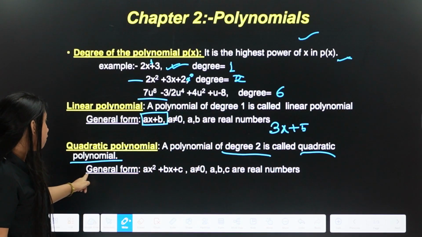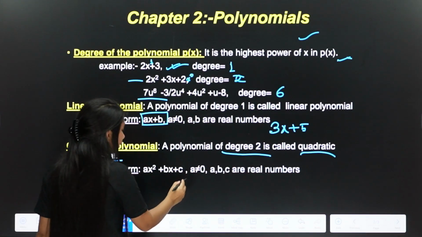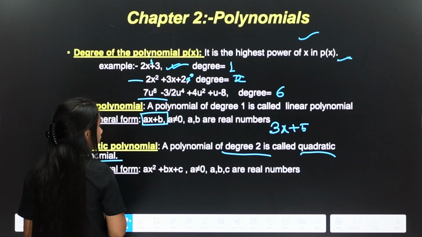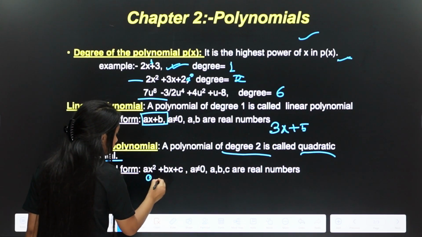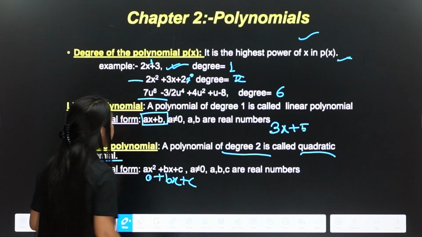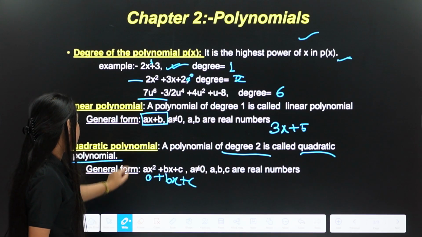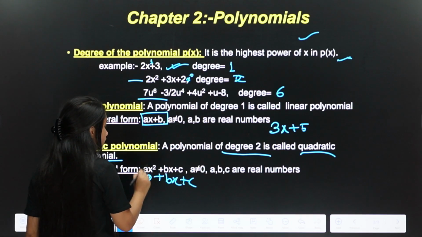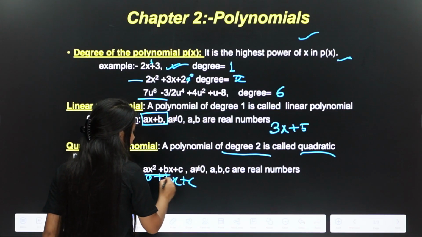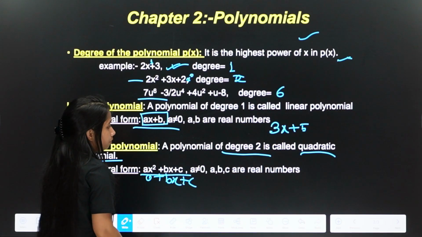The general form of a quadratic polynomial is ax square plus bx plus c, where a is not equal to 0. Because if a is 0, then it will be 0 plus bx plus c, which is a linear polynomial, not a quadratic polynomial. So a should not be equal to 0. Thus, this is the general form of a quadratic polynomial, and this is the general form of a linear polynomial.